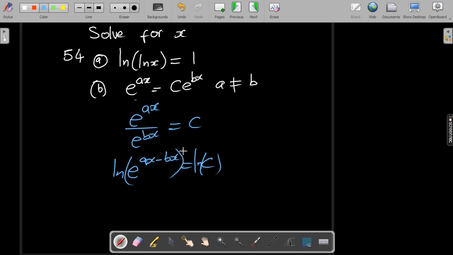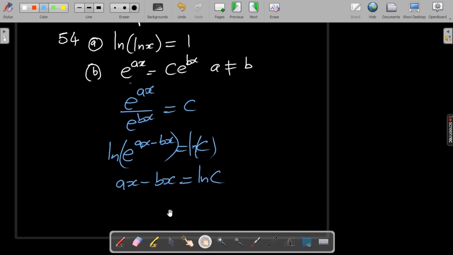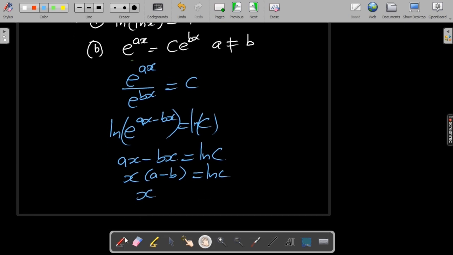On this side, that will come down because the ln of an e takes the power down. So you have ax minus bx equals the ln of c. Then here, we can factor out the x because it's common. So you have x times (a minus b) equals the ln of c. Since we're solving for x, let's isolate it by dividing both sides by a minus b. And we now have a value for x.